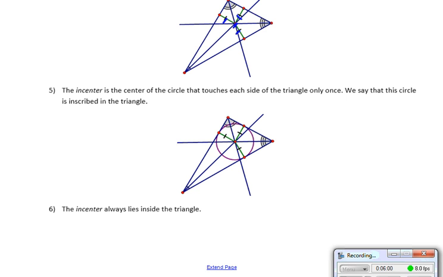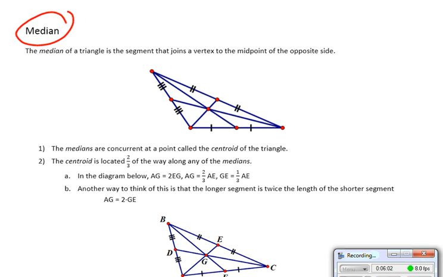Now let's move on to the median. The median of a triangle joins the vertex to the midpoint of the opposite side. The point of concurrency for your medians is called the centroid. Interesting thing about your centroid is this is your balance point. If you try to balance the triangle, this is the only point that would work for this.